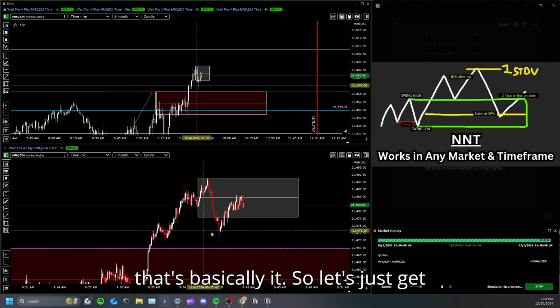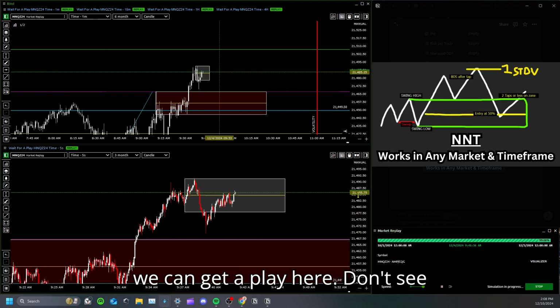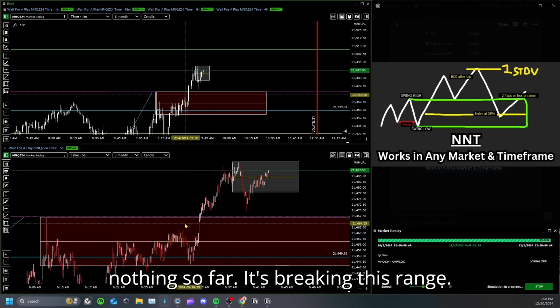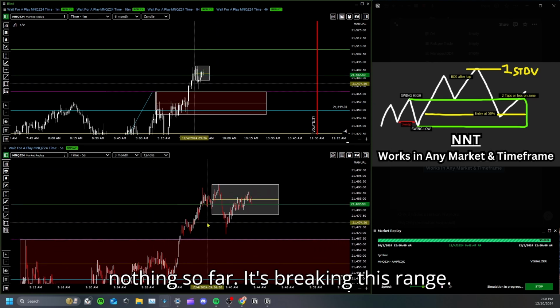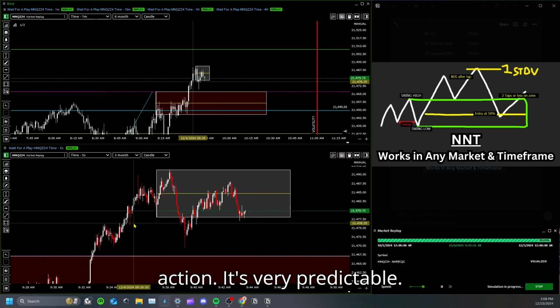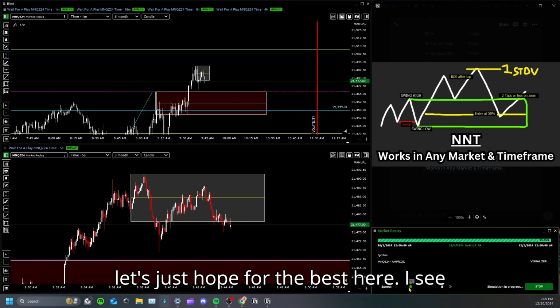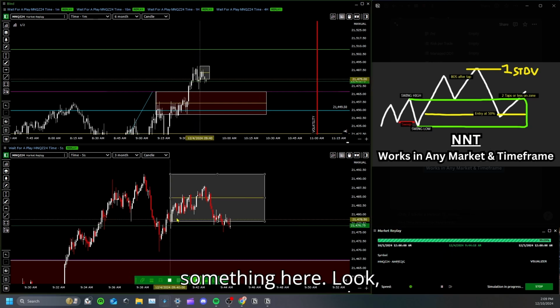And that's basically it. So let's just get more into this back test. Let's skip it. See if we can get a play here. Don't see nothing so far. It's breaking this range. December is known for having bad price action. It's very predictable. So we might not find any setups, but let's just hope for the best here. I see something here. Look.